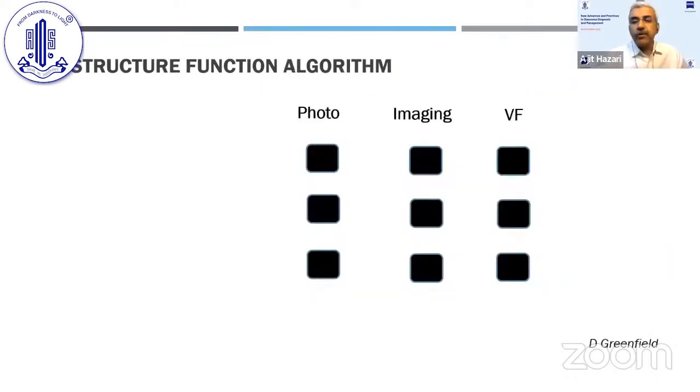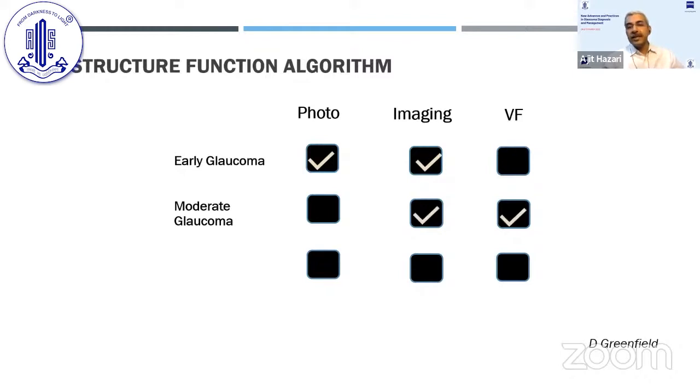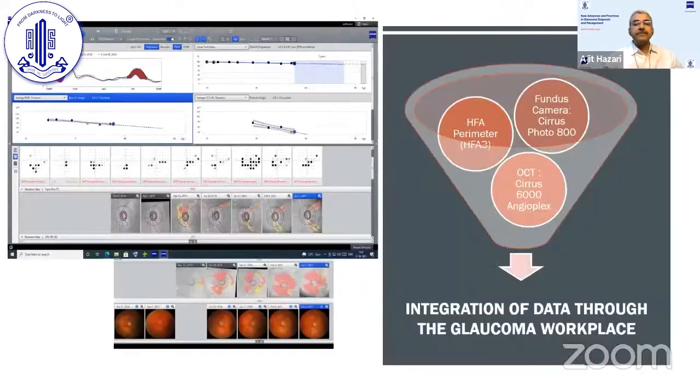So the algorithm that we follow in our clinic has been suggested by Dr. Greenfield. In early glaucoma, we rely more on the photograph and the documentation of the disc images, the imaging from the OCT, and less so on the visual field. But that is also changing with the 24-2C being faster. In moderate glaucoma, we depend more on imaging and the visual field. And in severe glaucoma, we rely more on the central visual fields, the 10-2 test specifically.